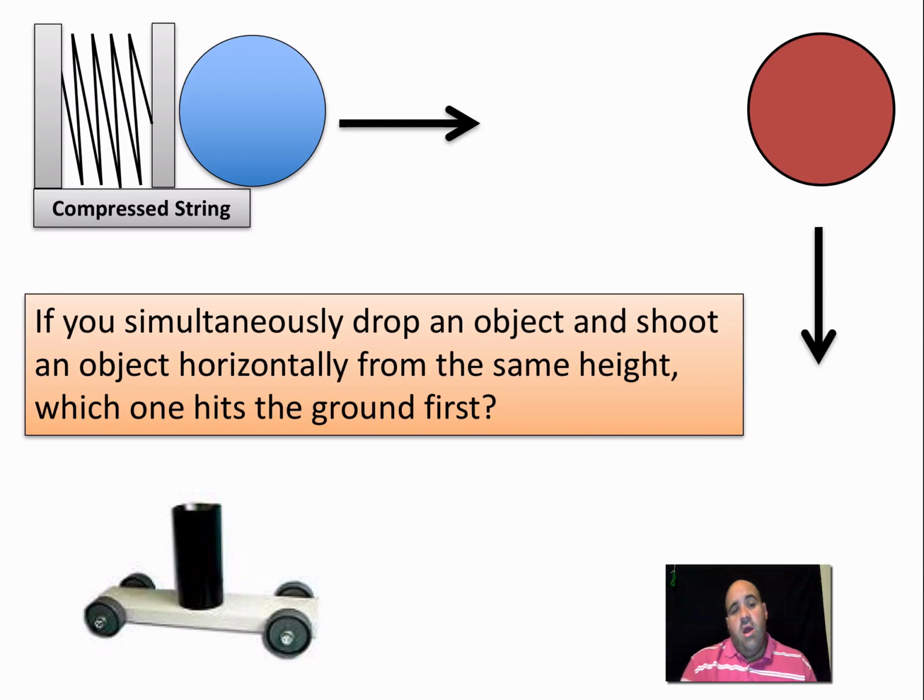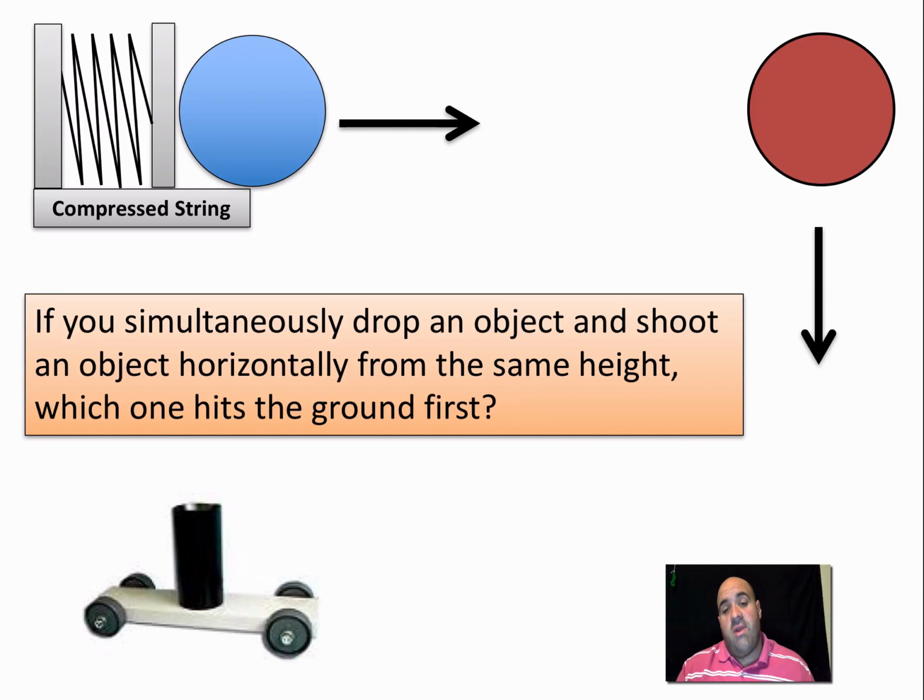Shooting mechanics. So now we're going to move on and we're going to try to answer a question. If we were to simultaneously drop an object and shoot an object horizontally from the same exact height, which one will hit the ground first? So imagine we have two, we'll say pool balls or cue balls, or just any round objects. You have a compressed spring, and it's going to launch the blue ball that way, and simultaneously someone's going to drop the red ball. Which one hits the ground first?